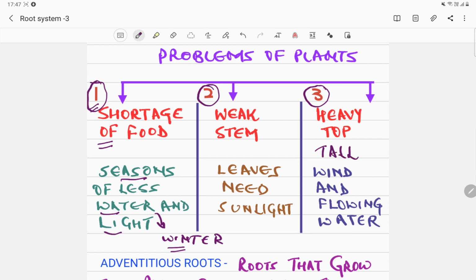So these are the three problems that the plants have, and how roots help them to get over these three problems is something we will learn in our next video.